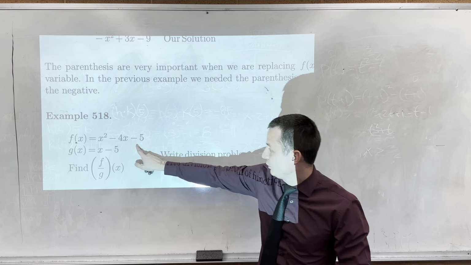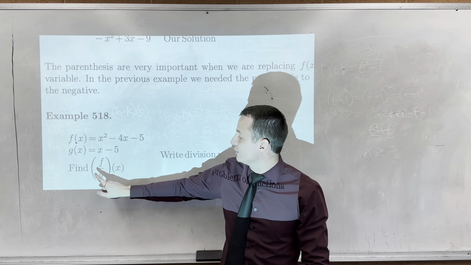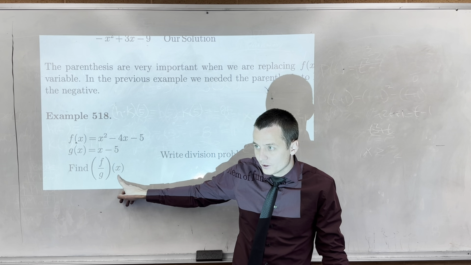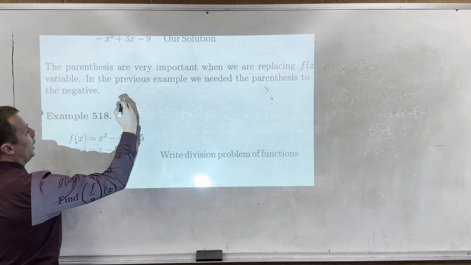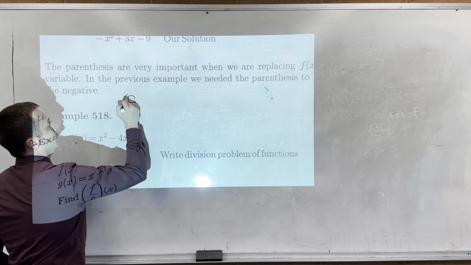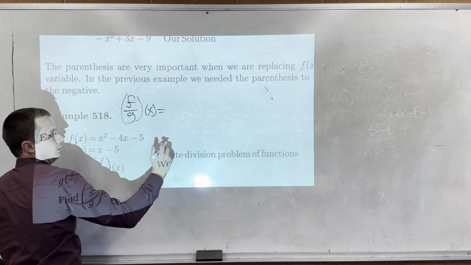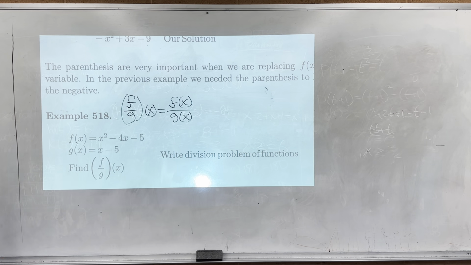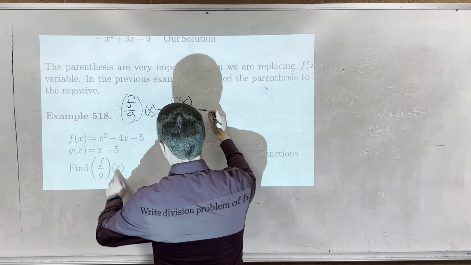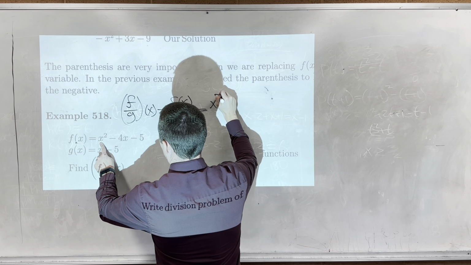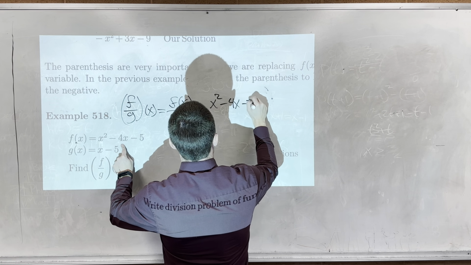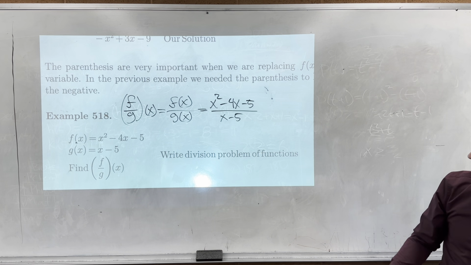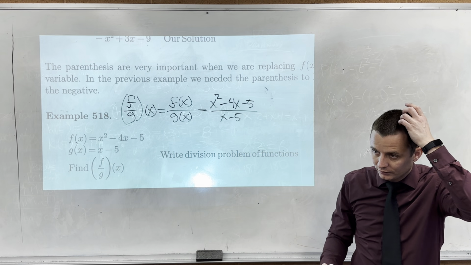So, f of x is equal to this, g of x is equal to this. Now he wants us to find f over g of x. So he didn't give us a particular number. So he wants it in general. Now, what is f over g of x? By definition, that is f of x over g of x. So that's what we're looking for. So it's just x squared minus 4x minus 5 all over x minus 5. Now we just need to simplify. Because potentially we can factor this and get something to cross cancel.